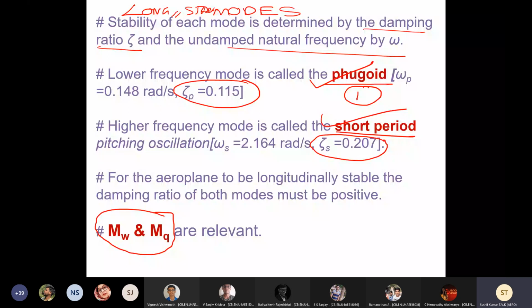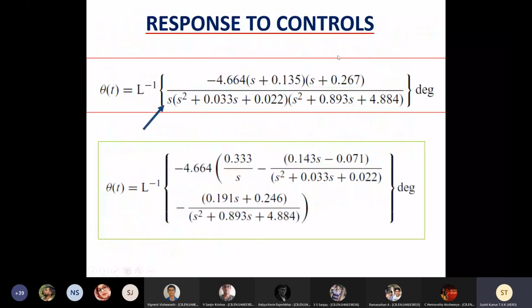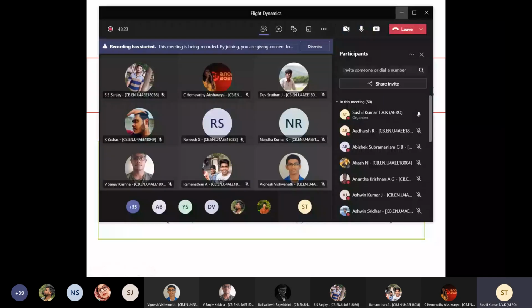Now tell me anything you want to ask before probably the response we can see in the next class. Sir, are these similar to the normal modes that we saw in vibration?